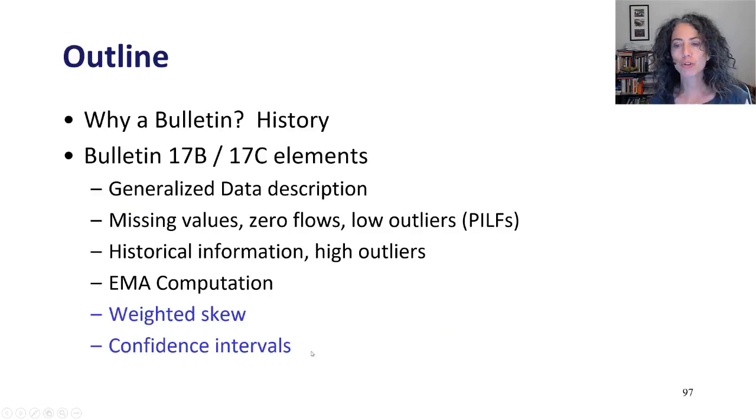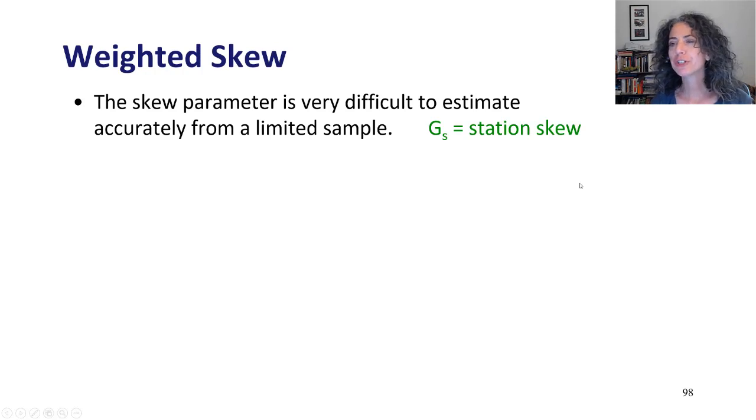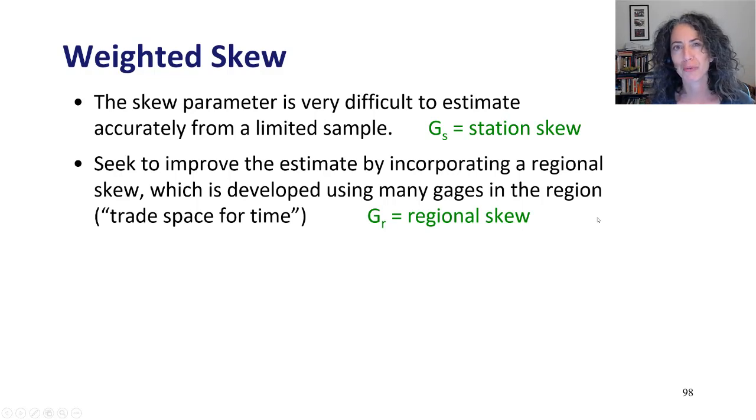Okay, so moving on to weighted skew and confidence intervals. Both of these are related strongly to the uncertainty in skew. So weighted skew. As I've mentioned, there's a lot of uncertainty in the estimation of the skew coefficient from a sample. Even when it's a representative sample, a small sample is going to have a lot of volatility in the estimate of skew. So GS, the station skew, is just the skew coefficient estimated from the sample of annual maximum flows at the station. To help with this, we bring in a regional skew coefficient, right?